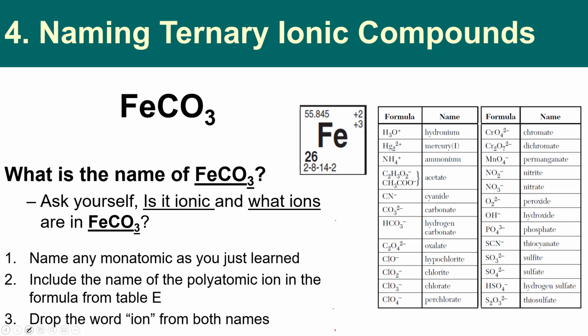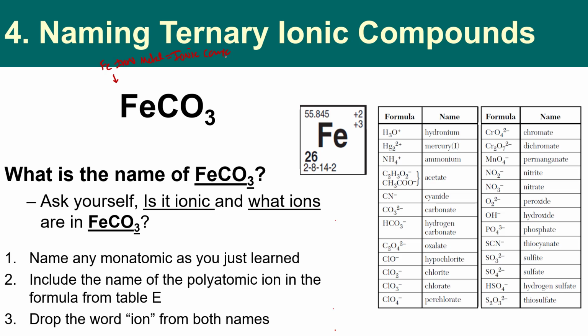Let's do another example. And this one is going to be a little bit more difficult, but I have faith that you guys are going to be able to get through it. Let's say you're asked to name FeCO3. So the first things you have to ask yourself is, number 1, is this ionic? And if so, what ions are in FeCO3? So the first thing I see is that is Fe. Fe is iron, and that is a transition metal. So it is a metal, and you know when you have a metal, that means you have an ionic compound.